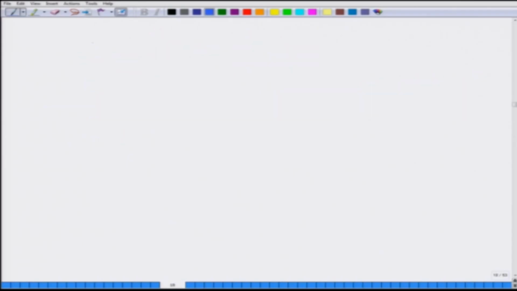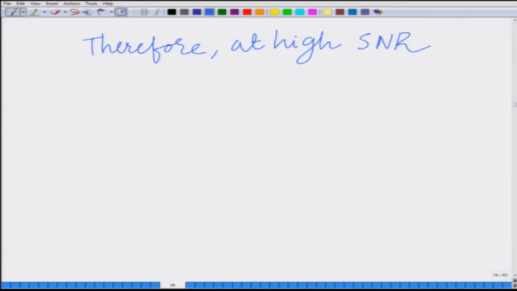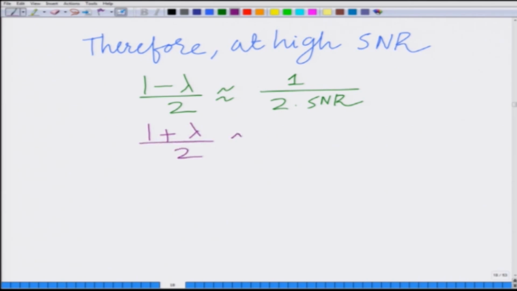We have, therefore, at high SNR, the following approximations. We have 1 minus lambda by 2 approximately equal to 1 over twice SNR, and 1 plus lambda by 2 is approximately equal to 1.